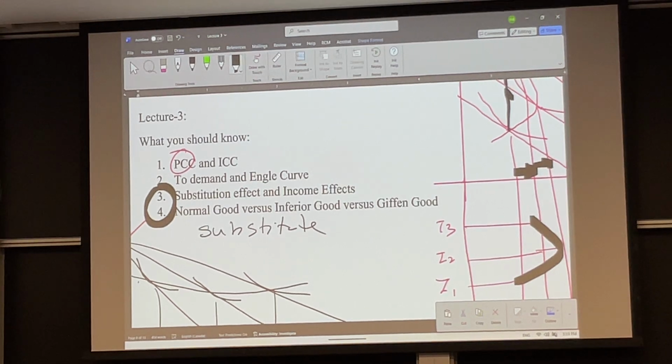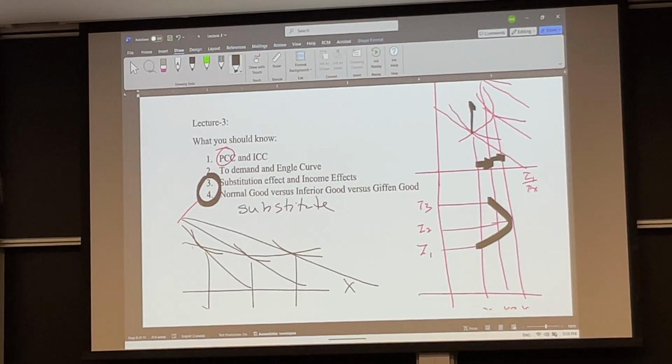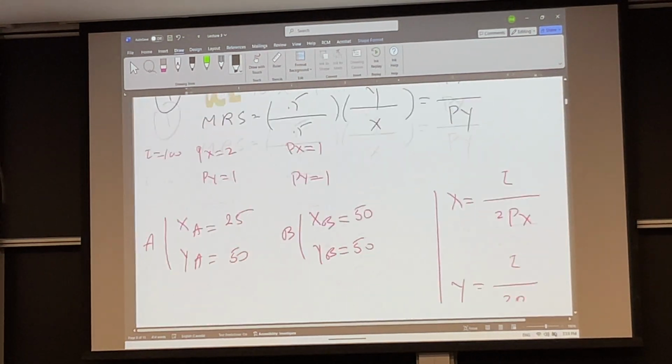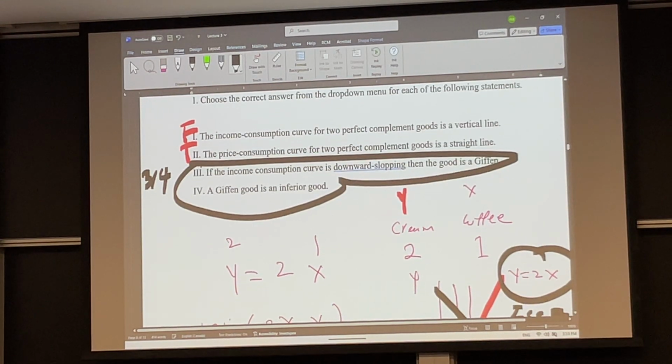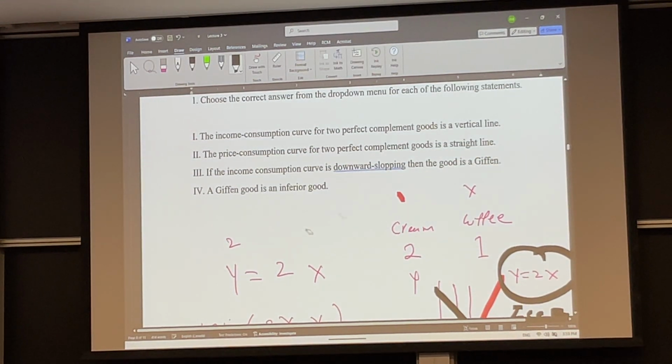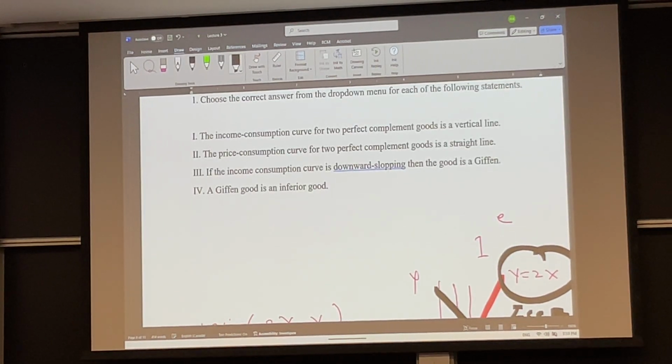Okay. You should be able to answer part 3 of this question now. True or false? Part 3. Is that true or false? False? The question says if the income consumption curve is downward sloping, the good is Giffen. True or false?